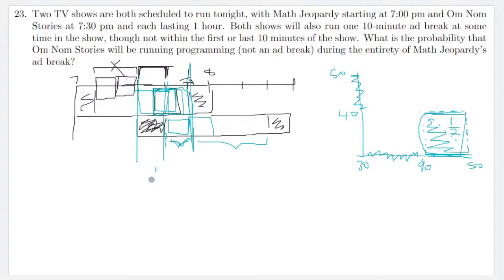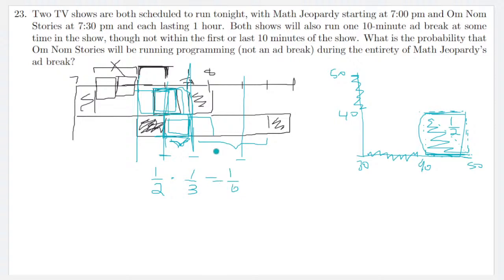So now let's go back and check. Well, in order for Om Nom's ad break to be within this range, like we had assumed, its start time must fall between 7:40 and 7:50, whereas the entire range is anywhere from 7:40 to 8:10, which is a 30-minute range. So 10 out of 30 minutes is this hypothetical area, which is one third of the entire region. So we multiply those probabilities to get 1/6.